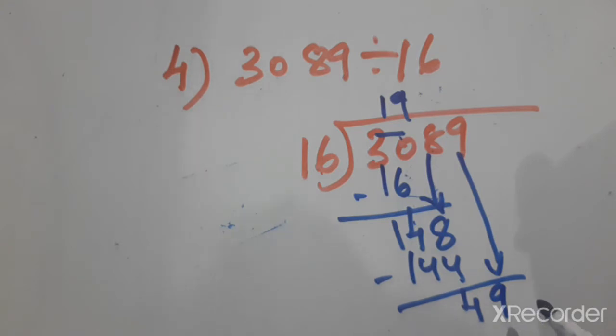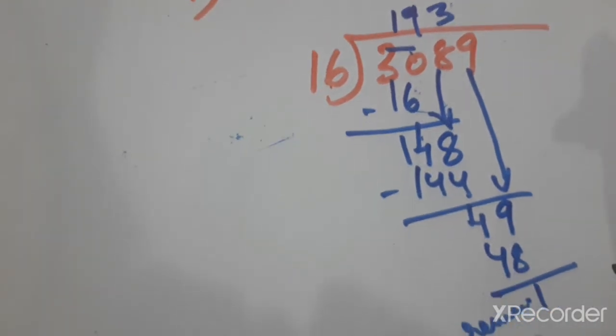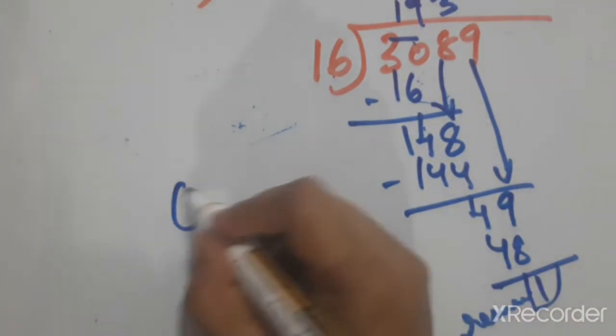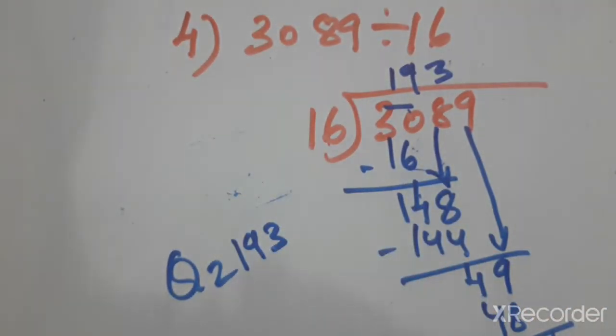49. 16 how much are nearer to 49? 16 3s are 48. 49 minus 48 is 1. So the remainder is 1 and the quotient is 193. The quotient is 193. This is the answer.